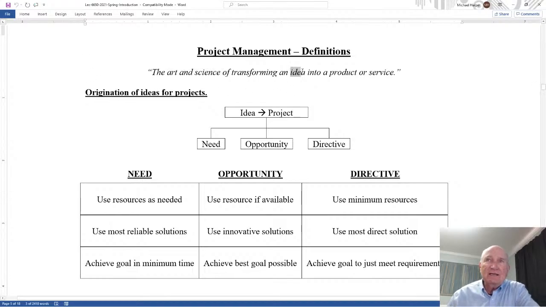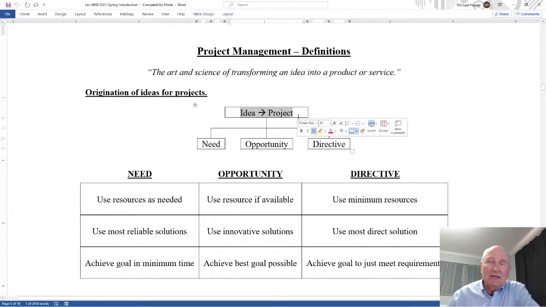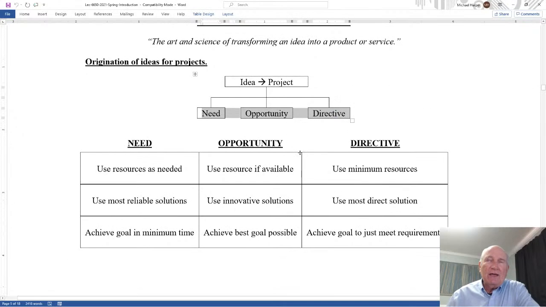Okay, origination of ideas. So let's take this idea and expand on the idea. An idea can come from a lot of different places and for a lot of different reasons. Here are 3 reasons: a need, opportunity, or directive. Well, if it's needed, that's a very different project than if it's an opportunity. And depending on the type of project or the origination of the idea, the project will be handled, designed, and implemented very, very differently.